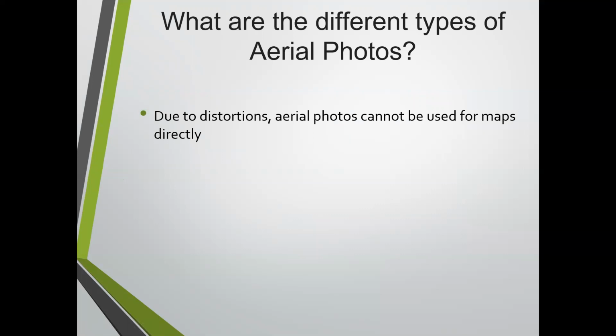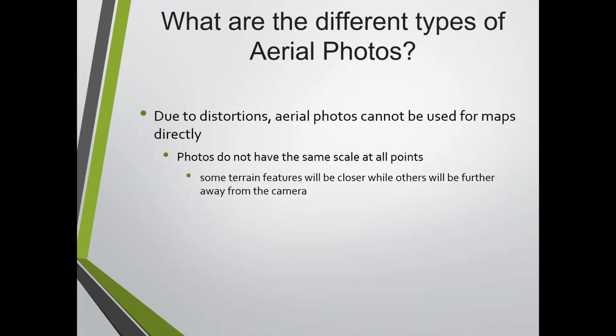Due to distortions within your photo, you can't necessarily use it for mapping directly. We have to relieve those distortions or rectify them out. That can be a big process too, but we're not going to get that involved. What you need to understand is that photos are not going to have the same scale at all points, and a lot of that is due to the relief of the site. The scale is going to change drastically as you go across the photo, because some features are closer and others are farther away from the camera, and that's where you get your relief issues.